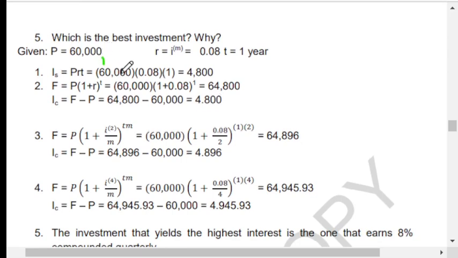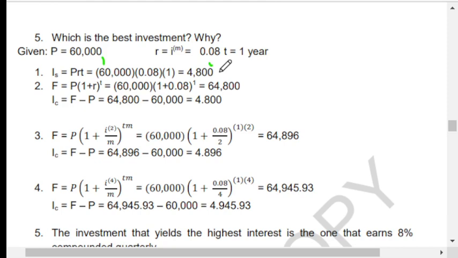We have P equal to 60,000. R is the rate, and the conversion is different here. It is equal to 0.08 and time is 1 year. Okay, for simple interest, just simply multiply 60,000 times 0.08 times 1. So we have 60,000 times 0.08 is equal to 4,800.